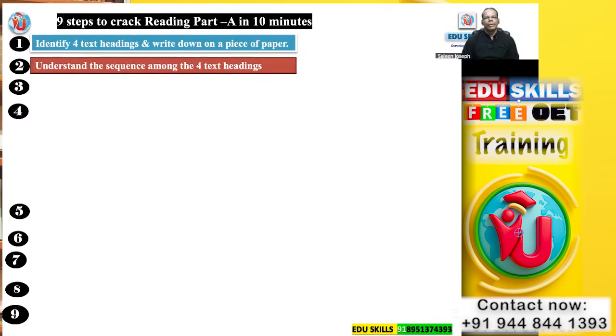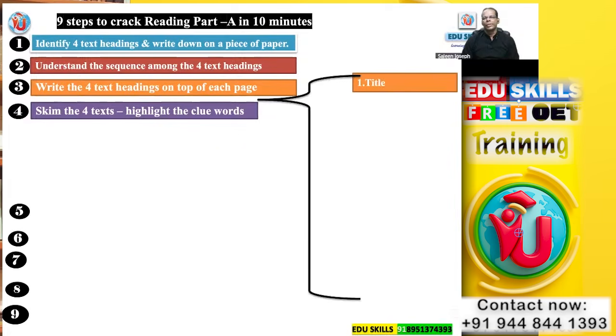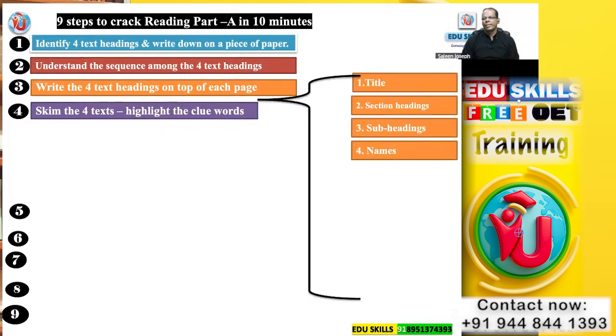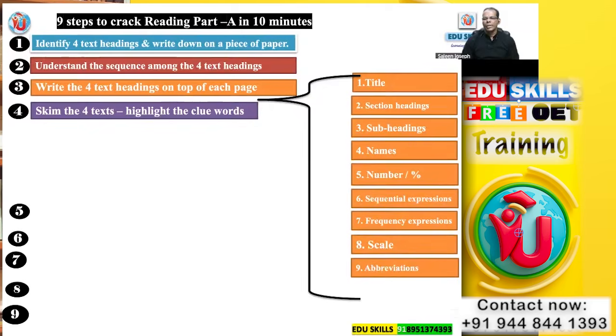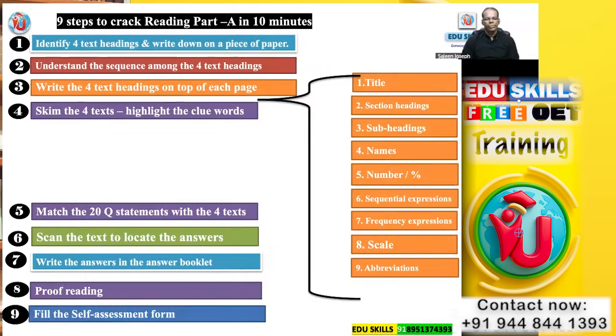Number 1, you have to identify the 4 text headings and write down on a piece of paper or in your notebook. 2, understand the sequence among the 4 text headings. 3, write the 4 text headings on top of each page. 4, skim the 4 texts, highlight the clue words: title, section headings, subheadings, names, number, percentage, sequential expression, frequency expression, scale, abbreviation, list, or the conjunctions. 5th one, match the 20 questions, statements with the 4 texts. Scan the text to locate the answer. Write the answers in the answer booklet. Proofreading, filling the self-assessment form.